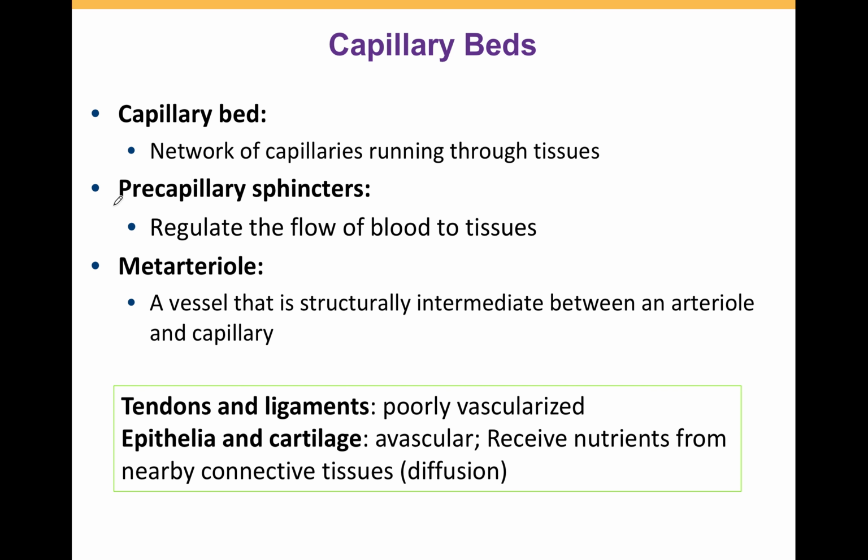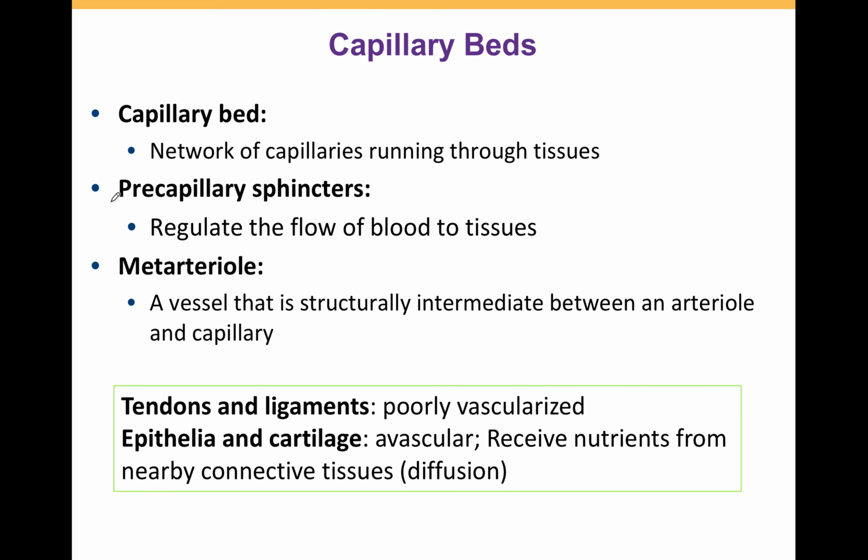Now, what you have inside the capillary beds is something called precapillary sphincters. Sphincters are round smooth muscles that basically can constrict or dilate to control blood flow, in this case, to certain regions and body tissues. You also have something called a meta-arteriole that runs inside the capillary bed, and it's intermediate between the arteriole, which is the blood vessel, and the capillary network that we are discussing right now.